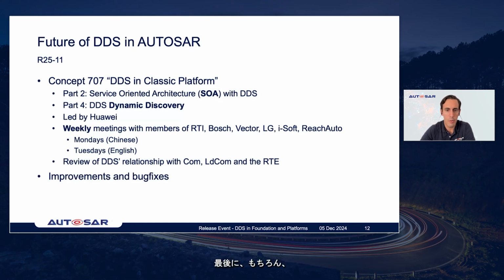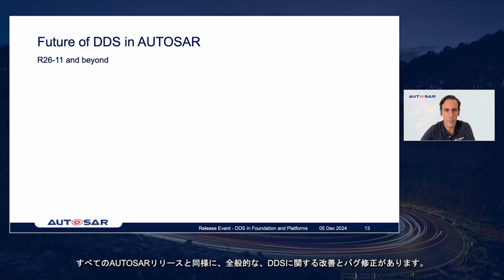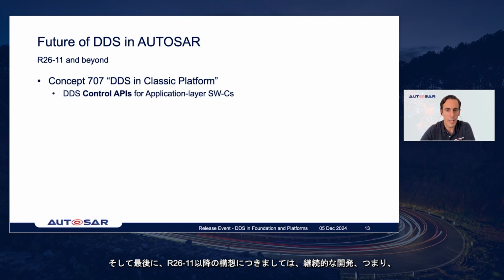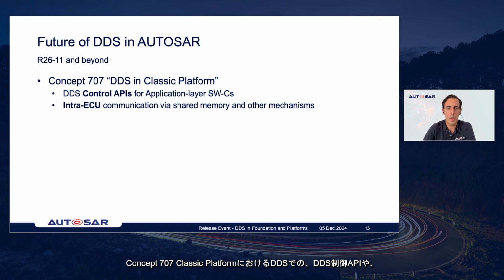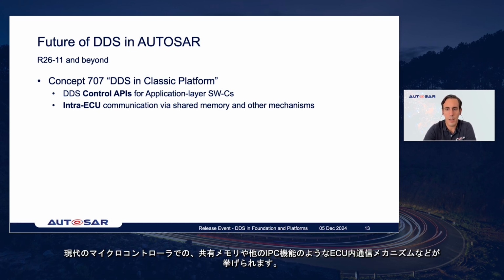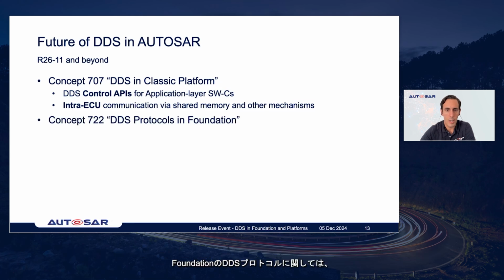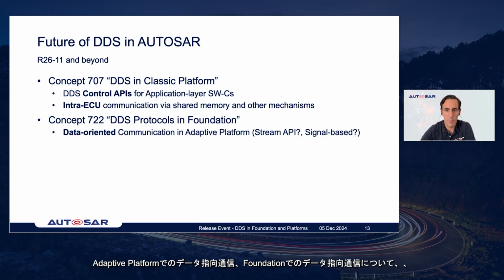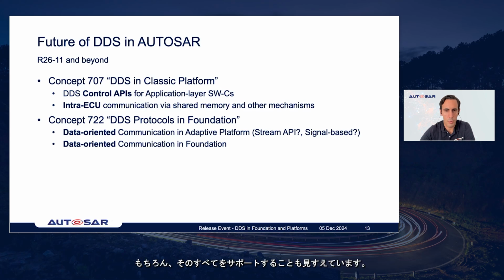Finally, of course, there will be improvements and bug fixes for DDS all across the board, like in every AUTOSAR release. And then finally, looking at release 26.11 and beyond, the idea is to keep developing concept 707, DDS in classic platform, with things like DDS control APIs and intra-ECU communication mechanisms like shared memory and other IPC features of modern microcontrollers. When it comes to DDS protocols in Foundation, we might be looking at things like data-oriented communication in adaptive platform, data-oriented communication in Foundation, of course, to support all of that.